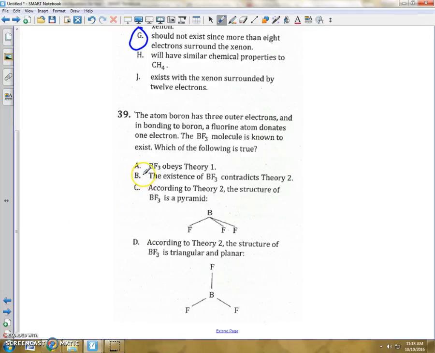It doesn't necessarily contradict theory 2 because there's some pairs there. What happens is that you know it's going to be one of these 2, so then which of these makes more sense? And it talks about how they want the electrons to be evenly distributed, so it's got to be D, which is the correct answer.